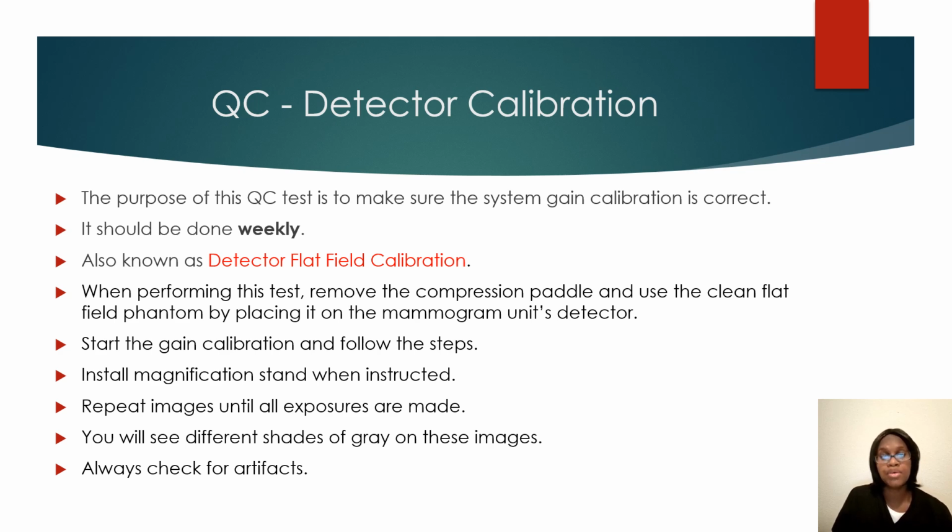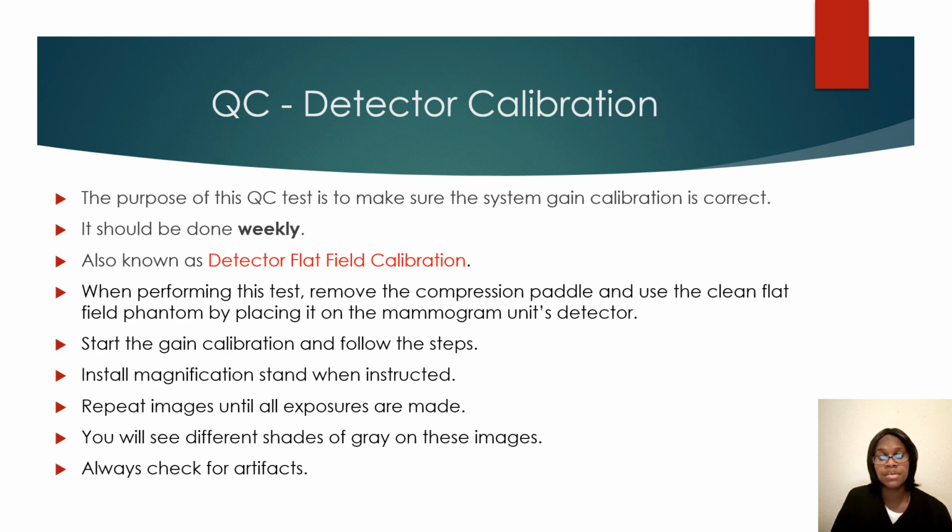Whenever you are performing the test, remove the compression paddle and use the clean flat field phantom by placing it on the mammogram unit or detector. Start the gain and calibration and follow the steps. You want to install the magnification stand whenever it tells you to. Repeat images until you have made all of the exposures.